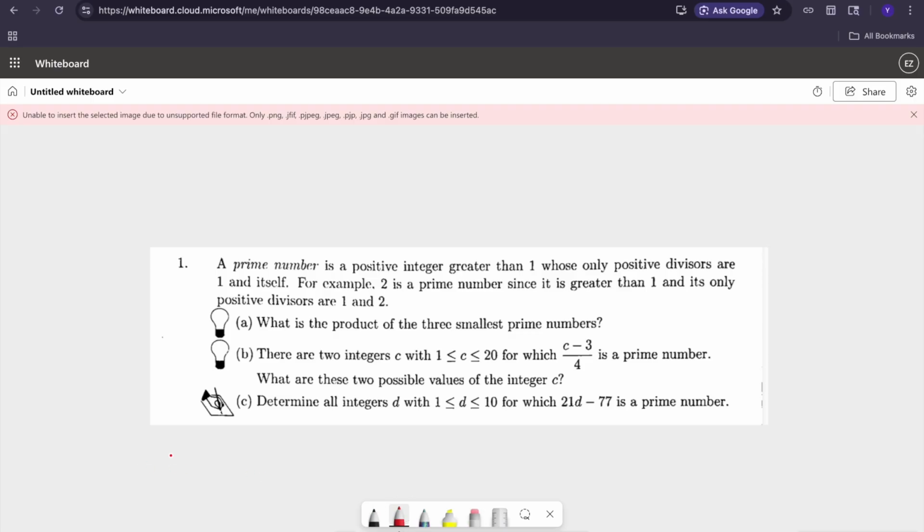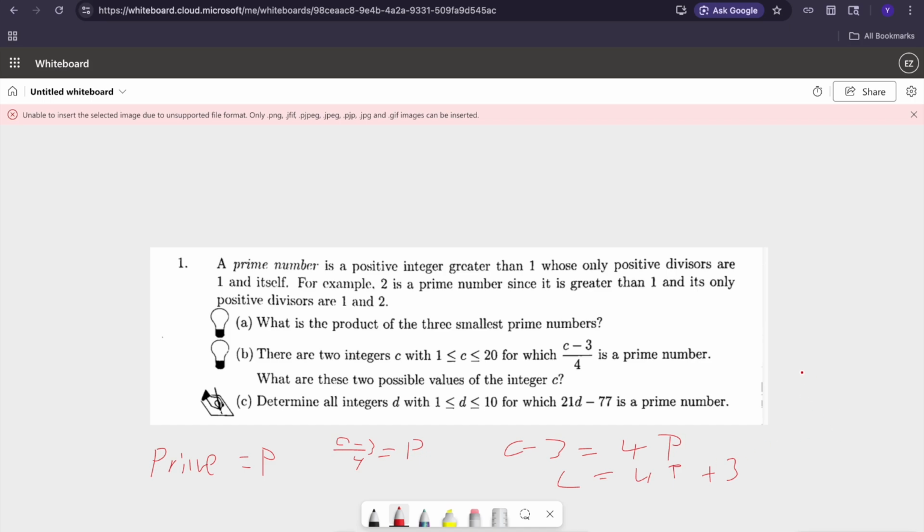So what we should do here is we'll assume the prime number that we're looking for equals p, and we write the expression (c minus 3) over 4 equals p, and move the 4 to the other side. c minus 3 equals 4p, and lastly c equals 4p plus 3. And now we substitute several small prime numbers to find the value of c.